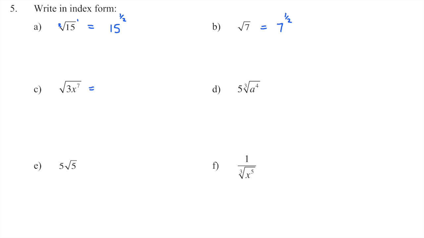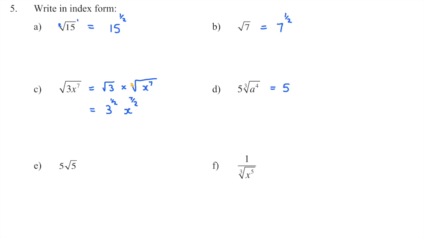For part C, I could think of this question as square root 3 times square root of x to the power of 7. And if I do that, 3 is the power of a half because it was a square root 3, and it becomes times x to the power of 7/2, because you need to remember that there is a 2 there. And that's your answer.